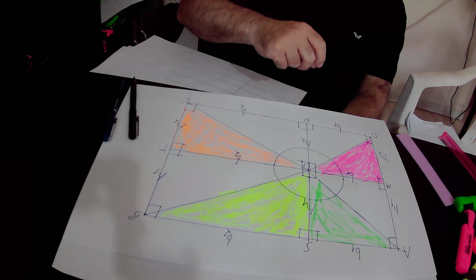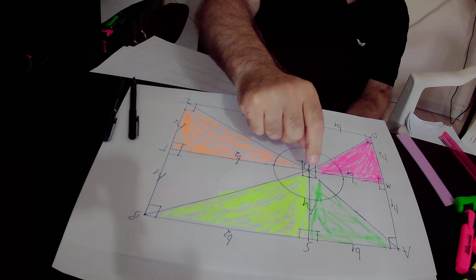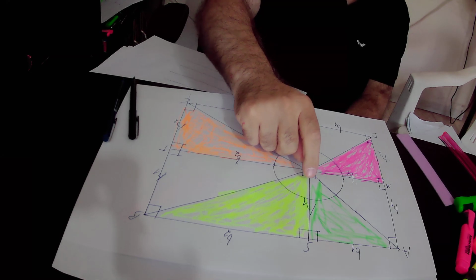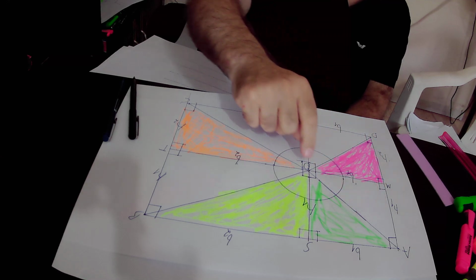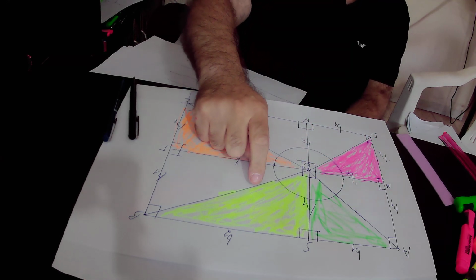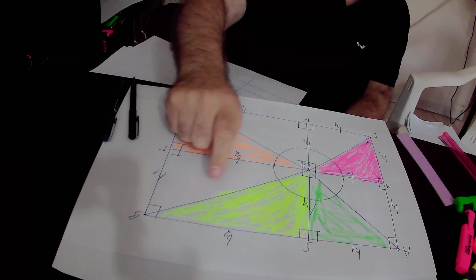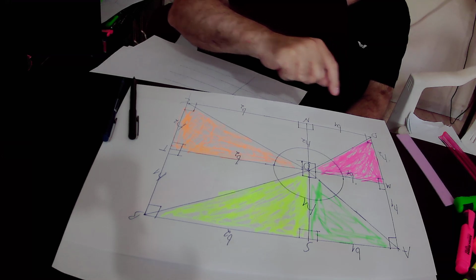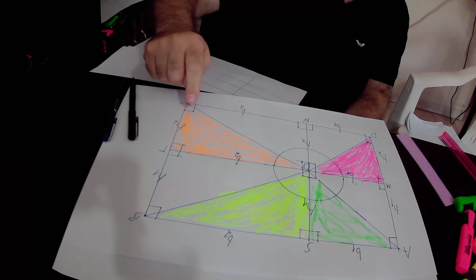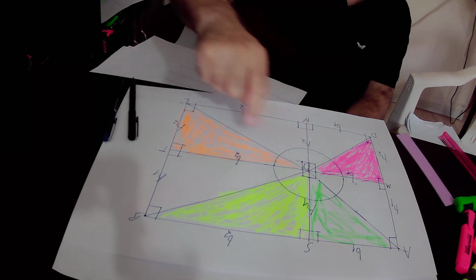Then we join points A and O together by a straight line. According to the Pythagoras theorem, on the green right triangle, h1 square plus b1 square equals AO square. In the yellow right triangle, BO square equals b2 square plus h1 square. In the orange right triangle, CTO, b2 square plus h2 square equals CO square.